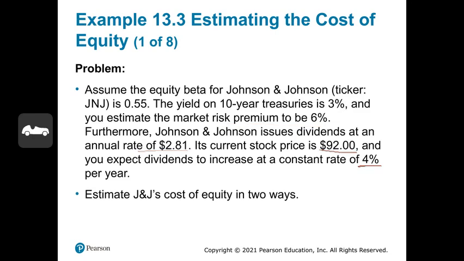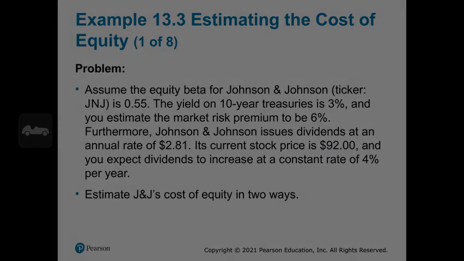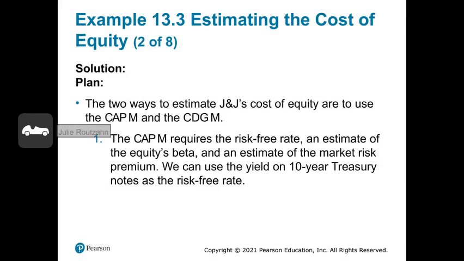Estimate Johnson & Johnson's cost of equity two ways. So we have the capital asset pricing model, and then we have the dividend model. This slide just repeats what I just said. There's two ways, CAPM and the constant dividend growth model. For CAPM, we need the risk-free rate, the beta, and the market risk premium. And we're going to use the 10-year treasury note as our risk-free rate.